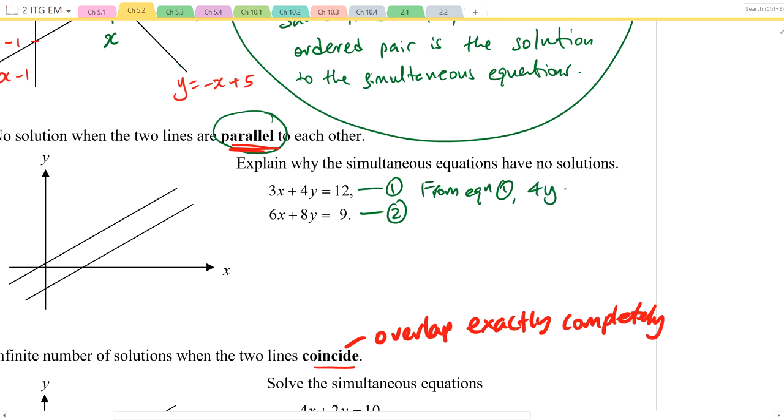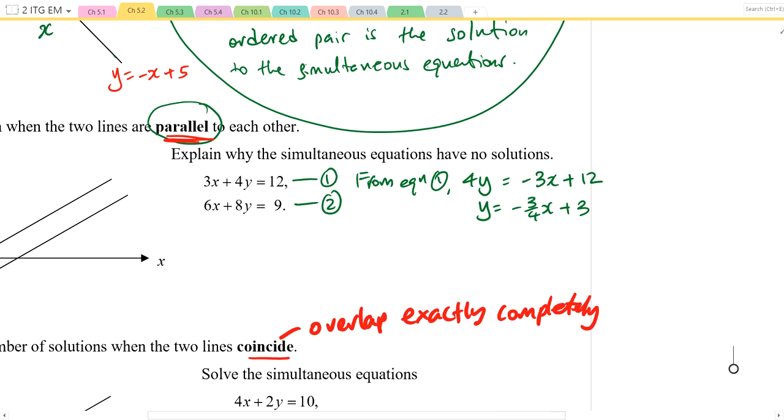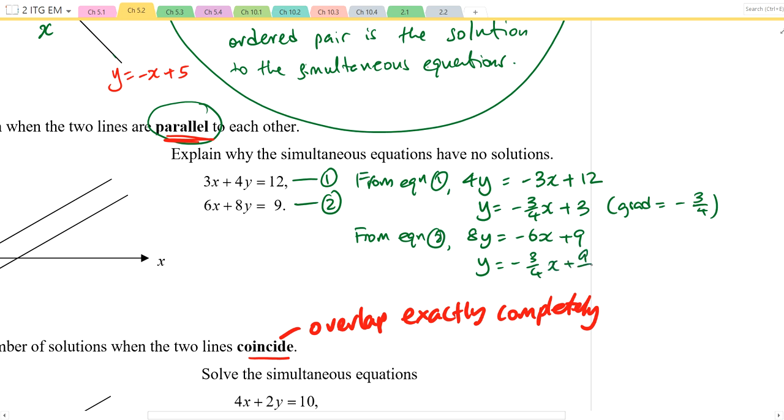So from equation 1, we have 4y equals negative 3x plus 12. So y equals negative 3 over 4 x plus 3. So the gradient over here is negative 3 over 4. From equation 2, we've got 8y equals negative 6x plus 9. So y equals negative 3 over 4 x plus 9 over 8. The gradient is also negative 3 over 4.